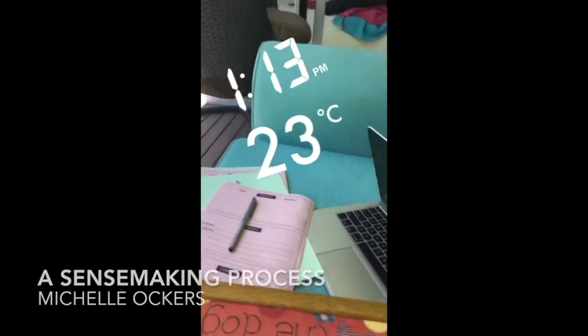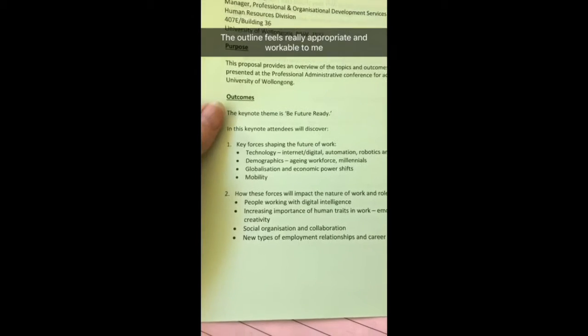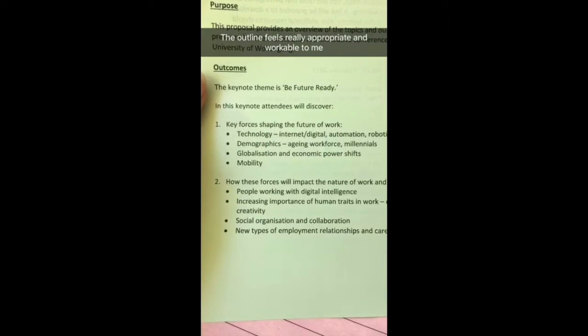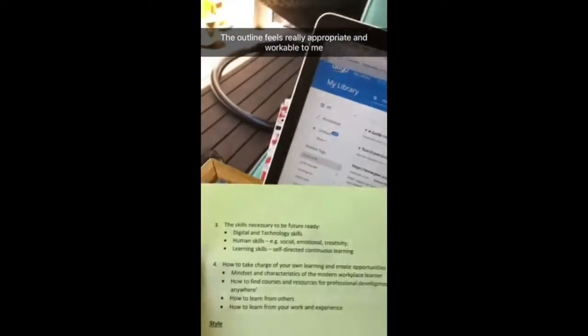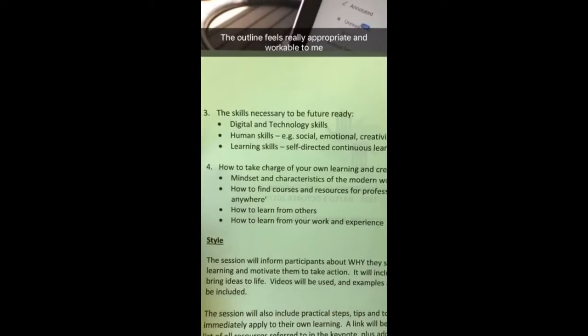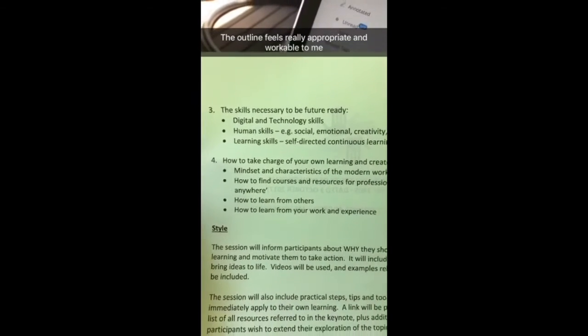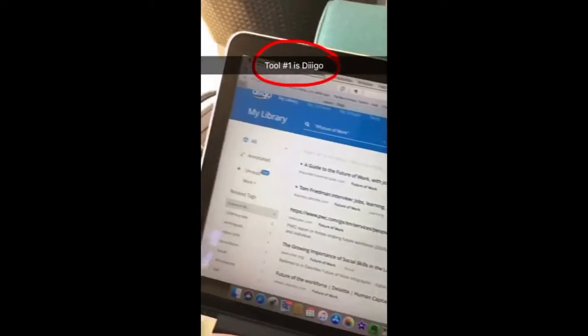This video records my process and the tools I use for sense making in preparation for a keynote speech. Back in October I put together an outline as part of a proposal for what I would cover around the future of work, how that impacts the nature of work, with a focus on the administrative roles of the people who are attending the conference, what skills are going to be needed to be future ready, and how to take charge of your own learning and create opportunity.